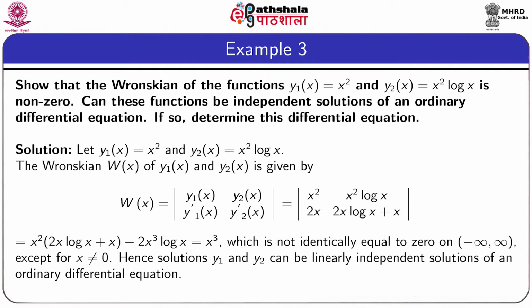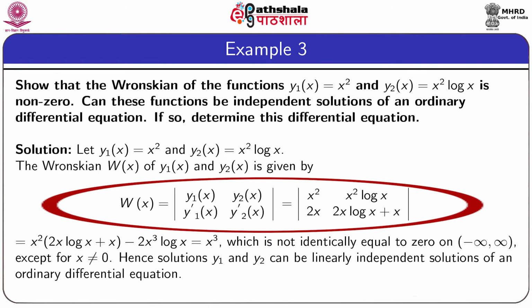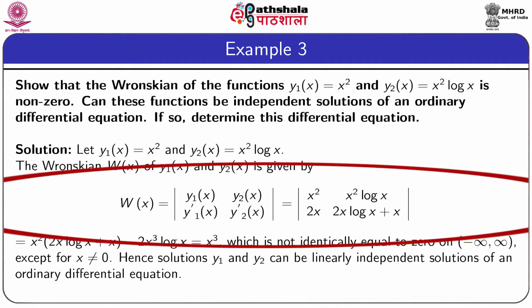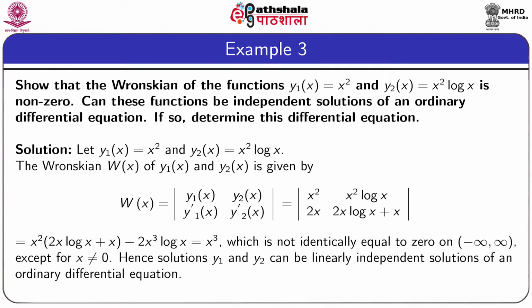As before, we calculate the Wronskian of the functions x squared and x squared log x, given by W(x) equal to the determinant with rows x squared, x squared log x, and 2x, 2x log x plus x. If we expand, we get the value x cubed, which is not identically equal to 0 on minus infinity to plus infinity except at x equal to 0. Hence, the solutions y1 and y2 are linearly independent solutions of the given differential equation.